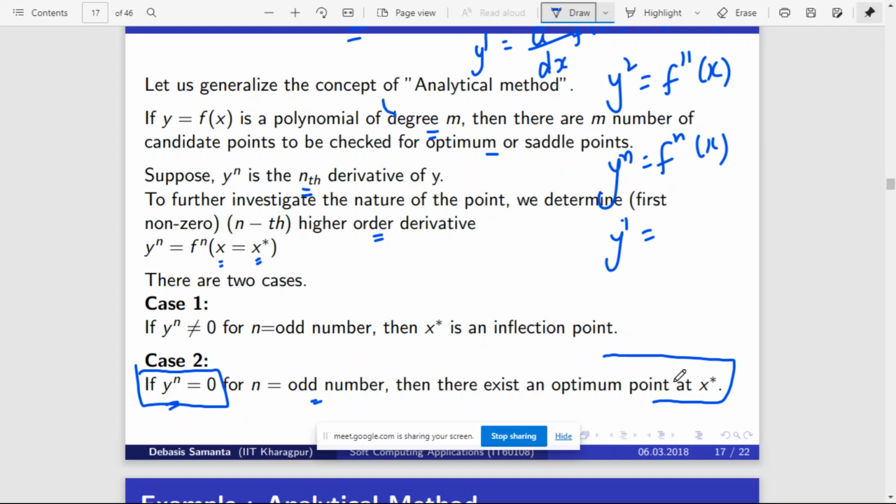If you could not find such an n, if you could not find such an x star which would result in 0 for yn, the nth derivative of y, then all such x stars are called inflection points. Inflection point is also called a saddle point. What is the inflection point? In the previous slide we have discussed what the inflection point or saddle point is.